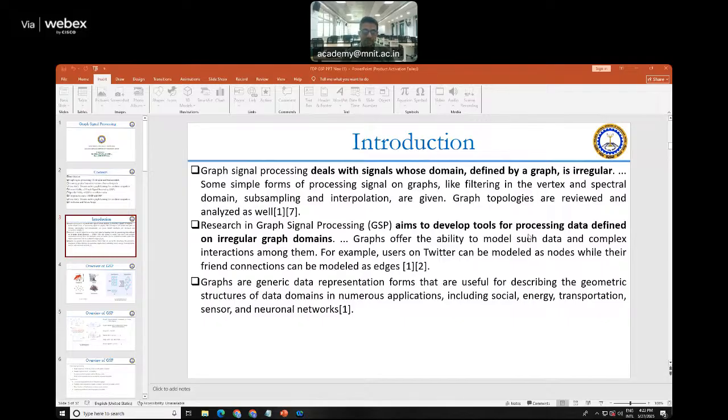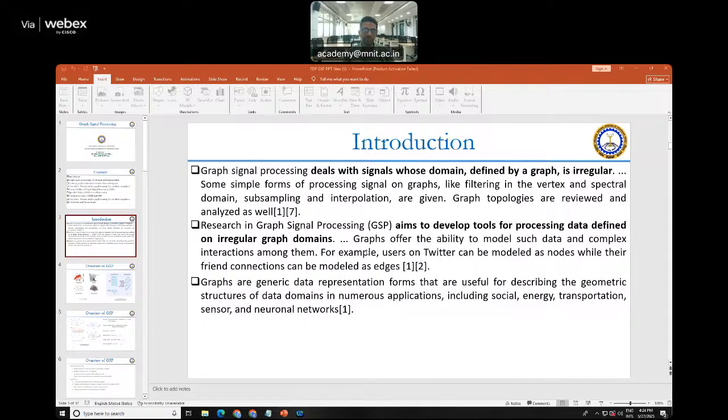What do you mean by graph signal processing? Graph means we are also able to see the topology of the signal: what type of interconnections are there in a signal. We want to extract the information from the structure of that signal itself. So this is the key thing.